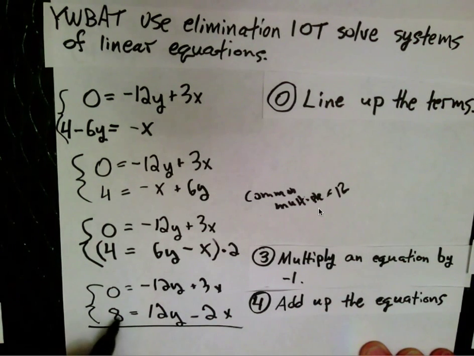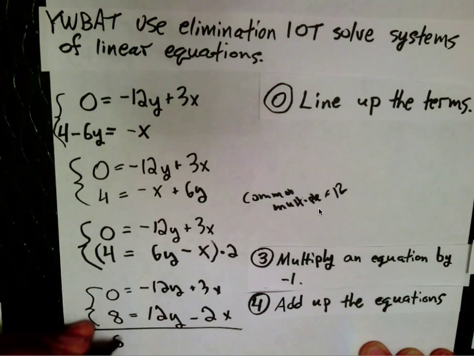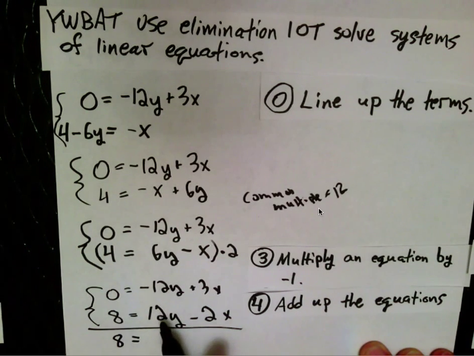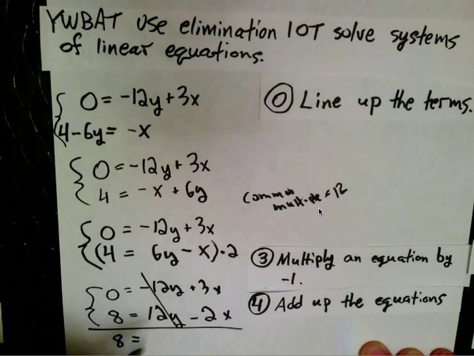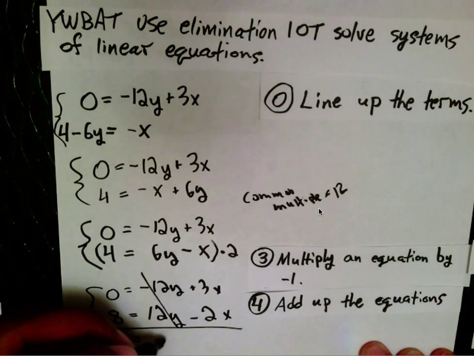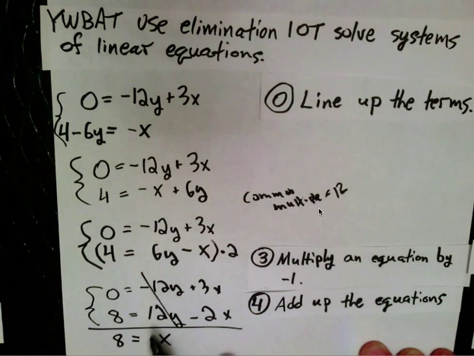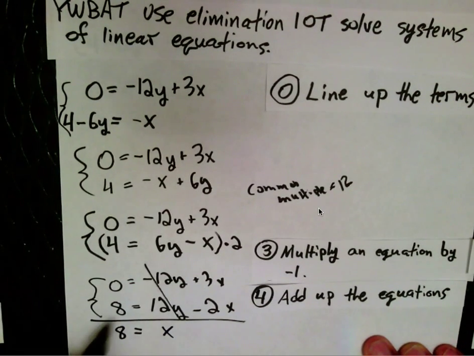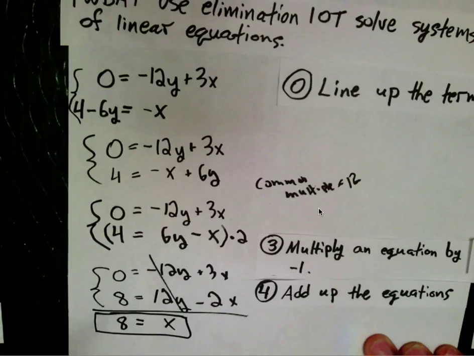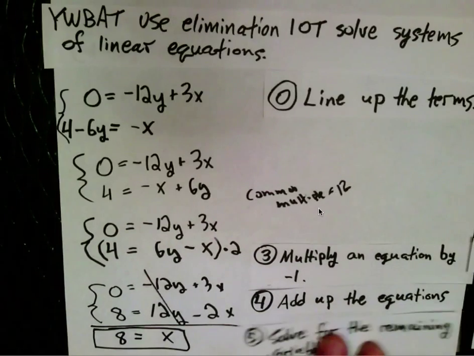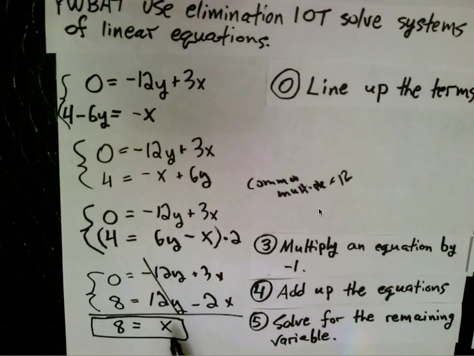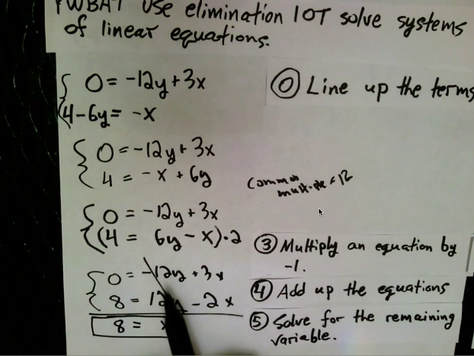Let's add them up. 8 plus 0 is 8 equals, 12 and negative 12 cancel out. And 3x plus negative 2x, that is going to be 1x. So 8 equals x. Or in other words, x equals 8. And look, we have a solution. Because normally we would have to solve, but we don't have to solve to get x. As soon as we eliminate that y, we now know what x is. X equals 8. Solved. Done.